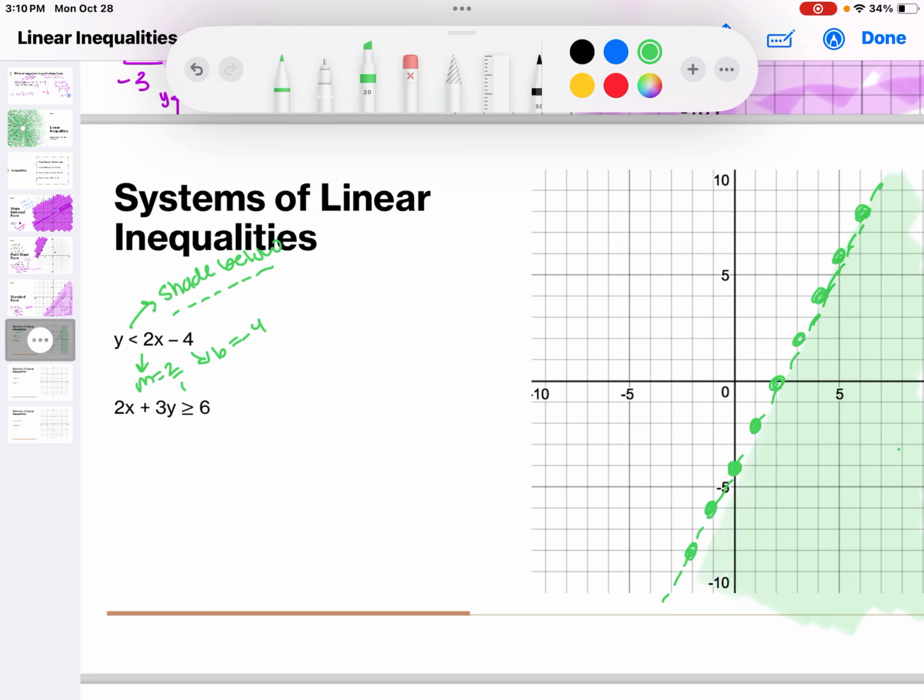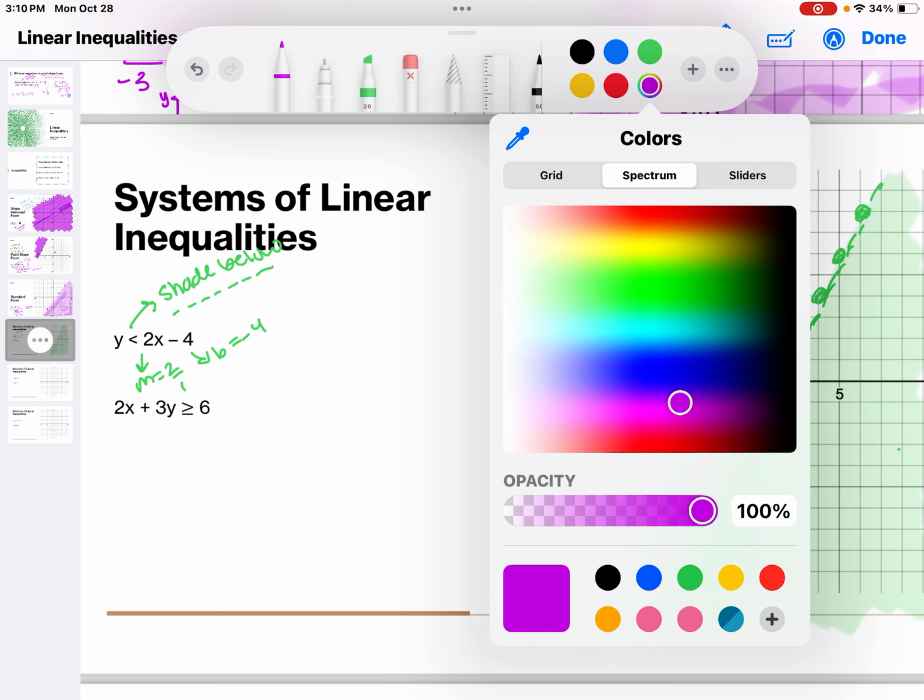Again, you should have already paused it and tried to do it yourself before just waiting on me to do it. All right, and then let's go back to this pinkish color that I had, pink purple, because why not?